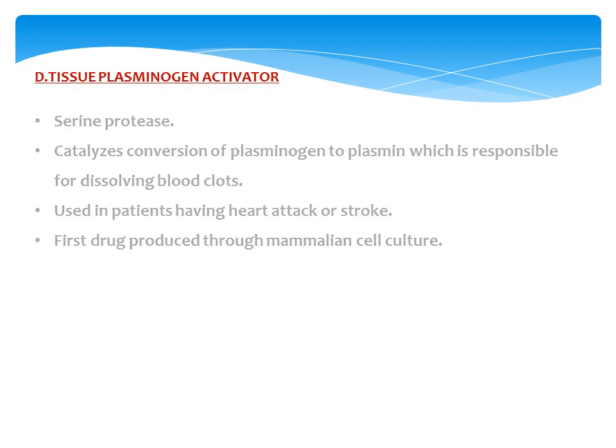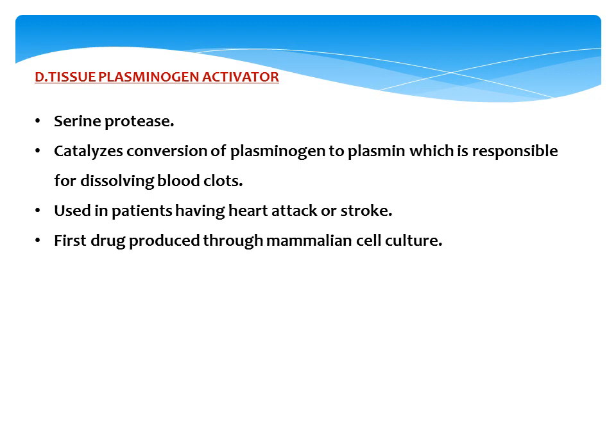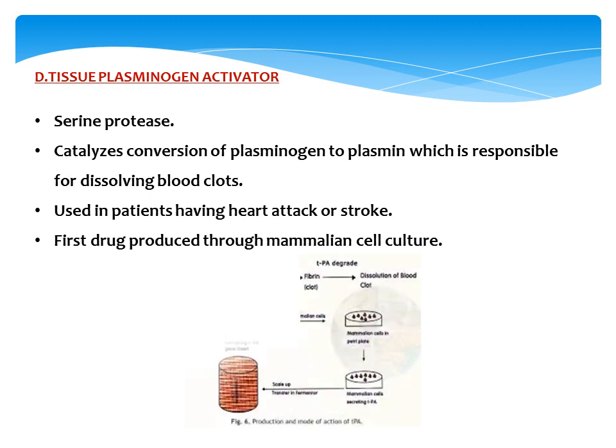Tissue plasminogen activator. It's a serine protease. It catalyzes the conversion of plasminogen to plasmin, which is responsible for dissolving blood clots. So plasminogen, which is an inactive zymogen, gets converted to plasmin. Plasmin degrades fibrin, which is present in the clot, and thus TPA degrades this clot. It is used in patients having heart attack or stroke, and it is the first drug which was produced through mammalian cell culture. Let's see how these proteins are made.